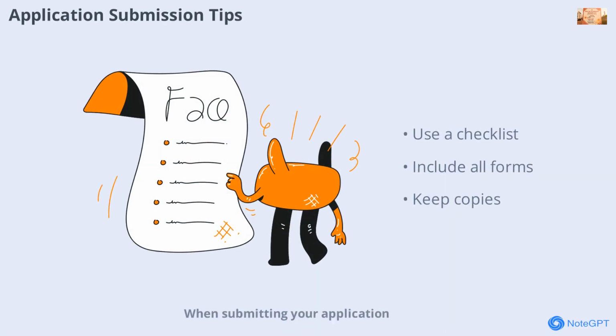When submitting your application, double-check that all forms and supporting documents are included. Incomplete applications can lead to delays or rejections. Use a checklist to ensure nothing is missed and keep copies of everything you submit.